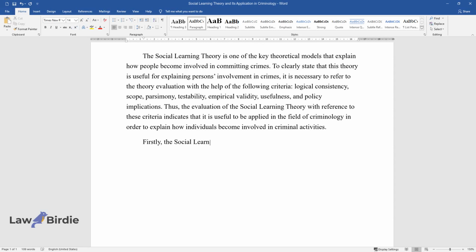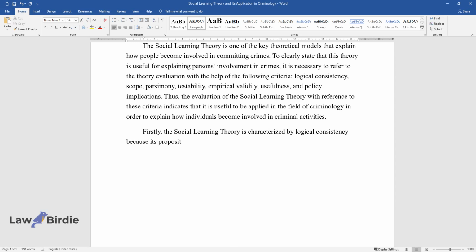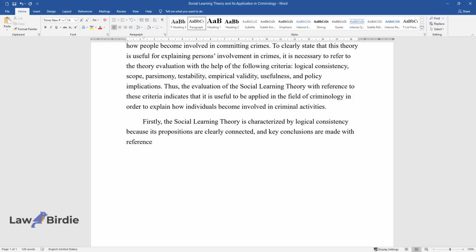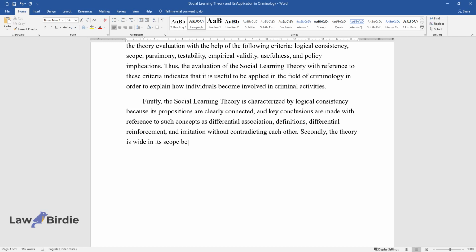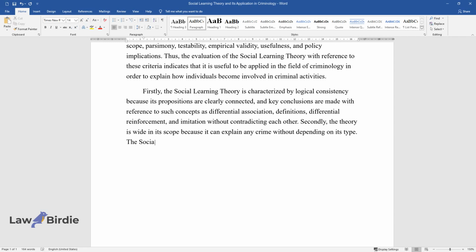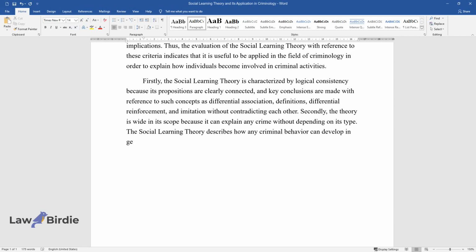Firstly, the social learning theory is characterized by logical consistency because its propositions are clearly connected, and key conclusions are made with reference to such concepts as differential association, definitions, differential reinforcement, and imitation without contradicting each other. Secondly, the theory is wide in its scope because it can explain any crime without depending on its type. The social learning theory describes how any criminal behavior can develop in general.